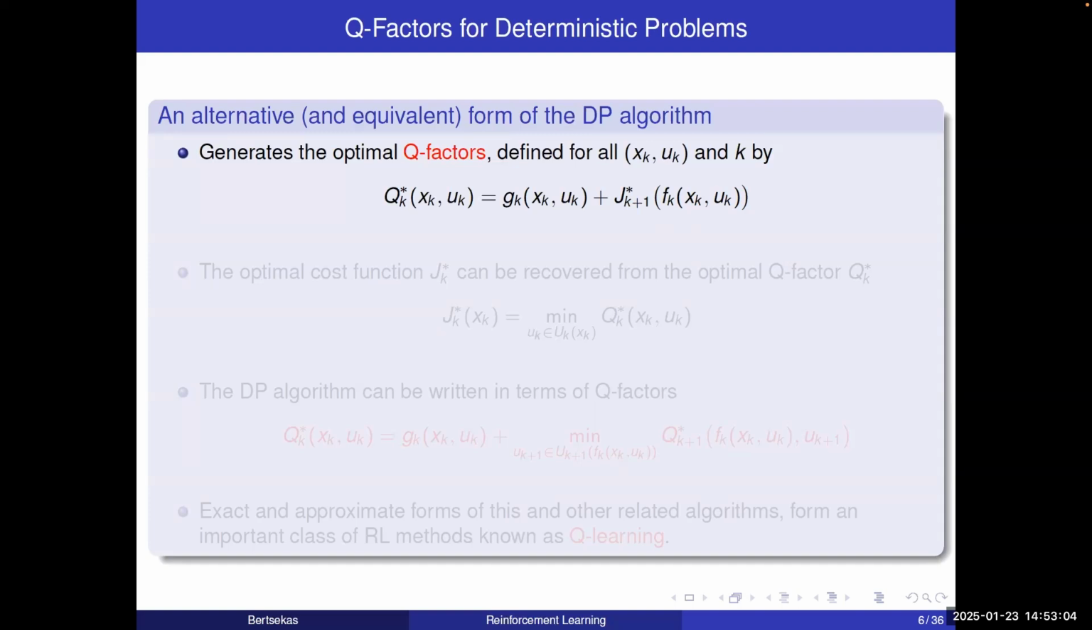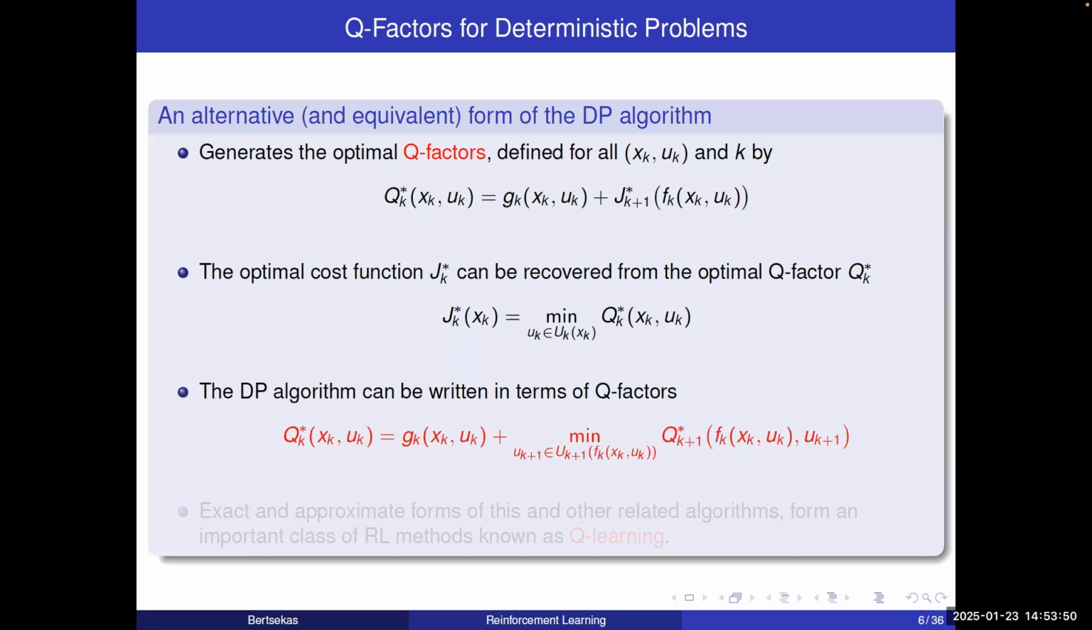Now the important thing to notice is that the optimal cost function, Jk star, can be recovered from the optimal Q factor. If you know these Q stars, you can obtain J star. How is this so? Well, look at these two formulas. If I minimize this Q star over U, I obtain the right-hand side, the dynamic programming expression, and that is equal to Jk star. So by definition, I have this minimization. So the two can be obtained one from the other. The Q stars can be obtained from the J stars, the J stars can be obtained from the Q stars. So which one you compute and which one you approximate is a matter of preference.